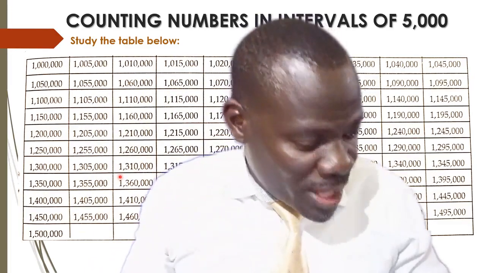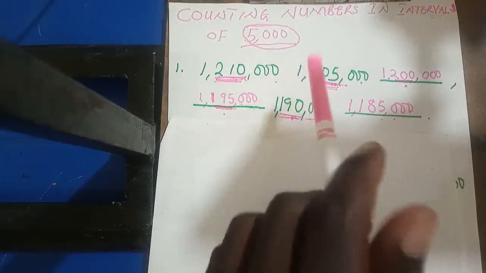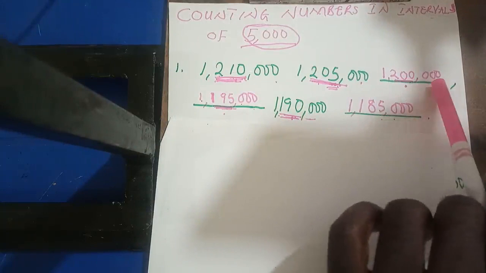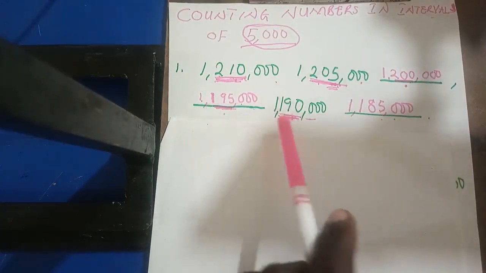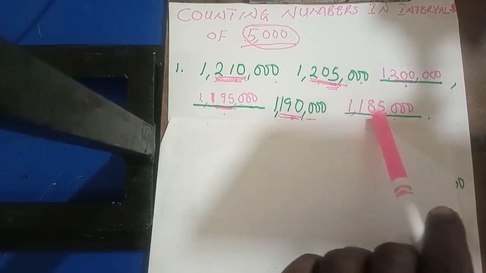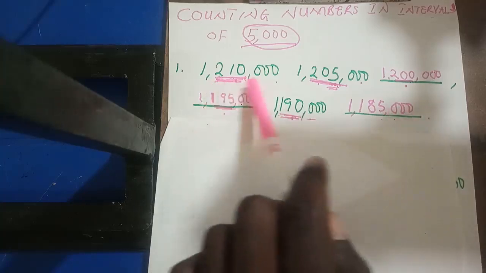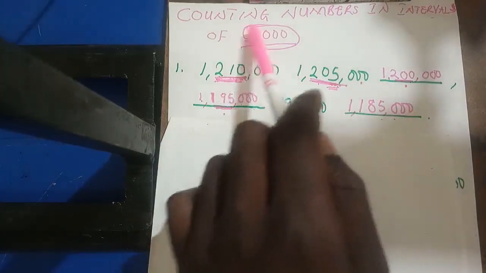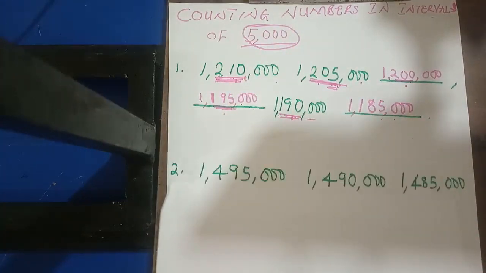So we have found here 1,210,000, next 1,205,000, then 1,200,000, then 1,195,000, then 1,190,000, then 1,185,000. If you observe all these, we have reduced them by 5,000, 5,000, 5,000 throughout. Let us look at the next example.